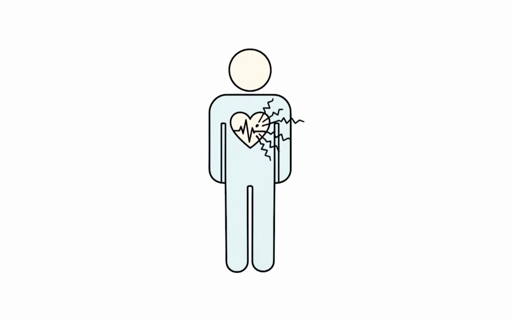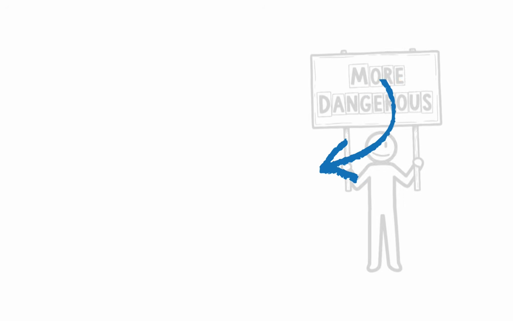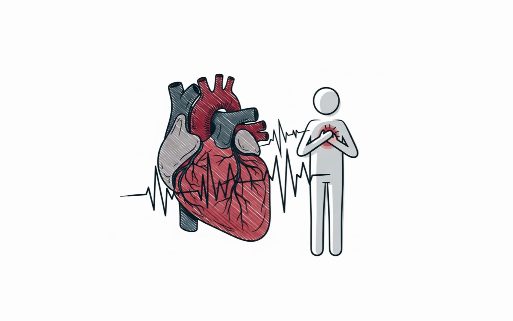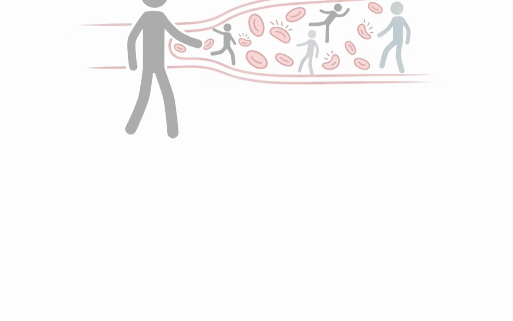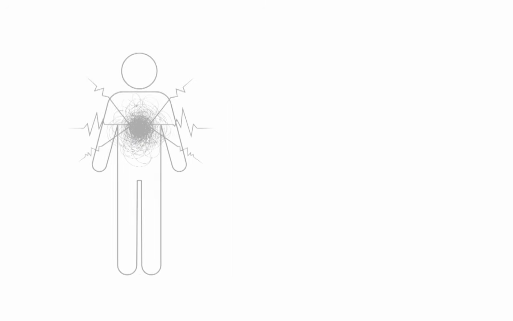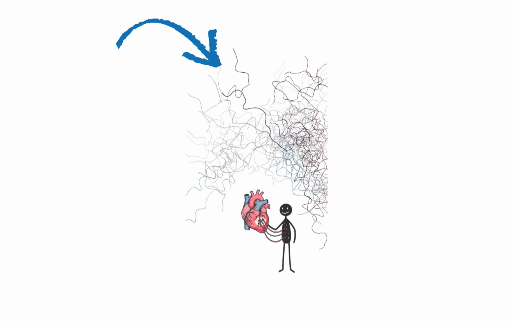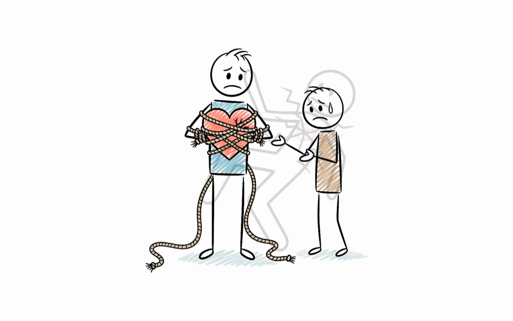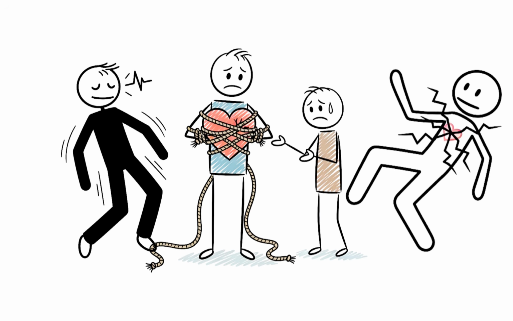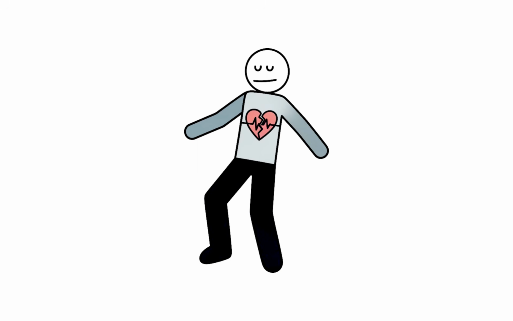Ventricular arrhythmias affect the heart's main pumping chambers and are more dangerous. Ventricular tachycardia causes the ventricles to beat so fast that they cannot fill properly with blood. Ventricular fibrillation causes completely disorganized electrical activity, preventing the heart from pumping at all. Without immediate treatment, ventricular fibrillation leads to sudden cardiac death.